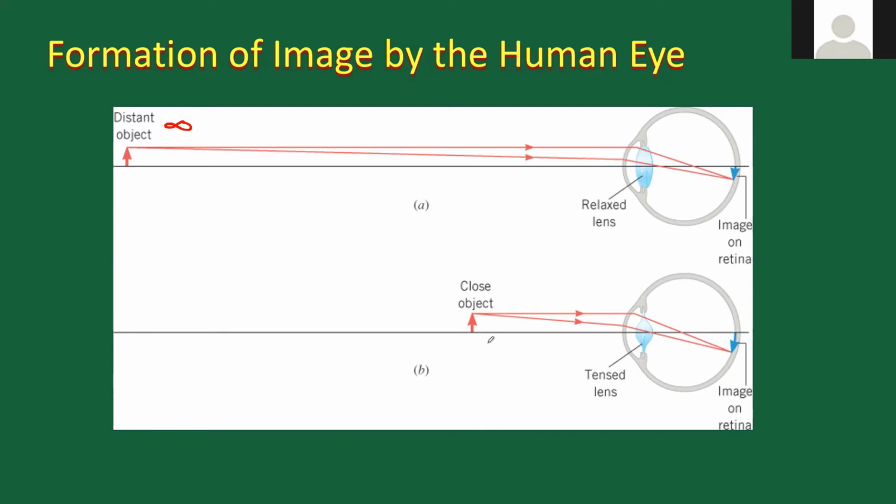And for near objects, the near point is about 25 centimeters. So you can see any object that is placed at 25 centimeters very clearly in your normal eye situation. If it is closer than that, you may have a little bit of a hard time focusing on the object. So it will look a little bit blurry when you move it closer than 25 centimeters.